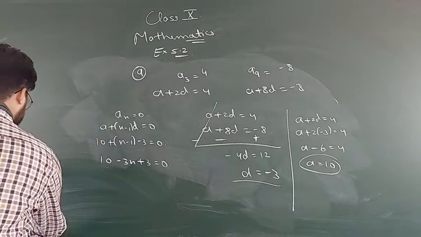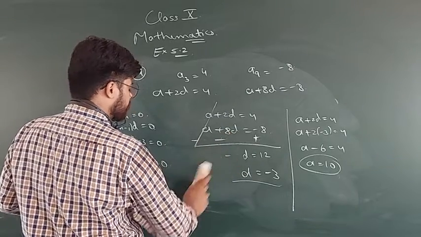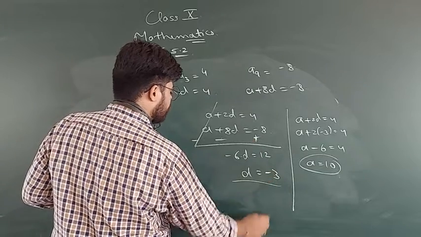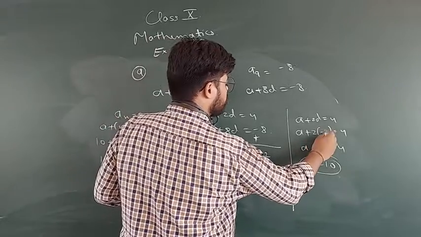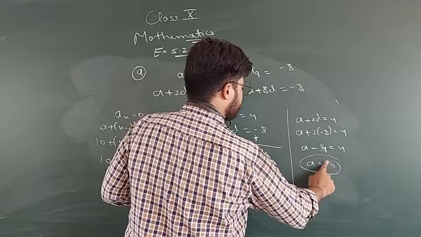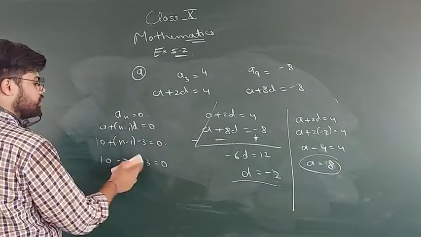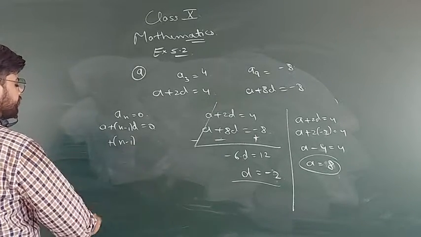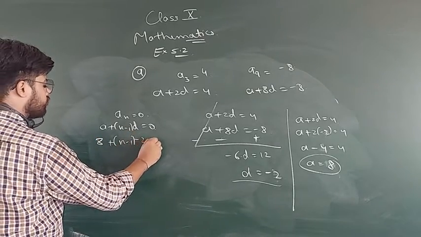Wait. By mistake I did this wrong. 2 minus 8 is minus 6. And here it will become minus 2. And here also minus 2. Then 2 2s are 4. Then A will be 8. By mistake I did this one. So now the changed values of A and D: A value is 8 and D value is minus 2.